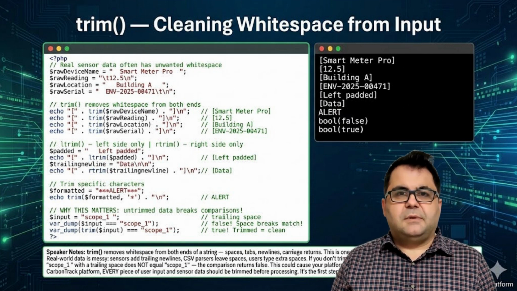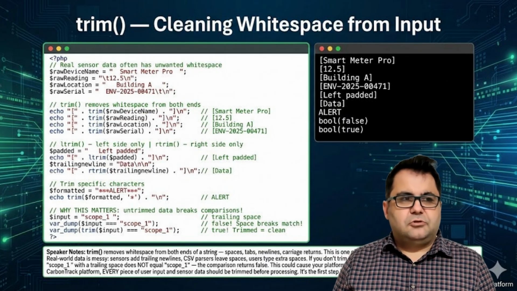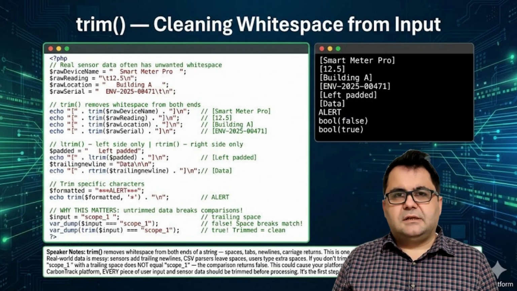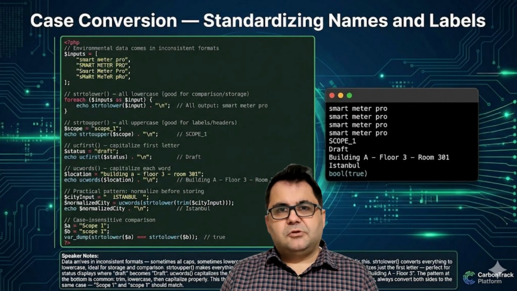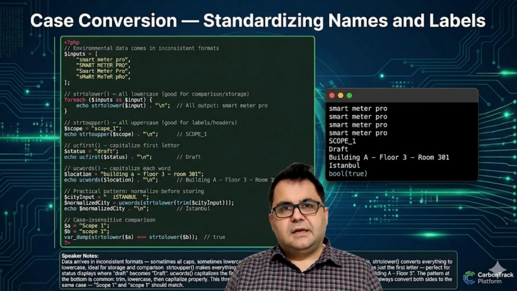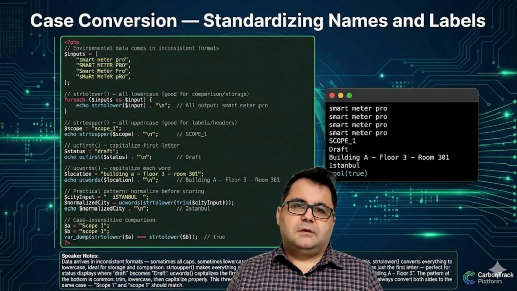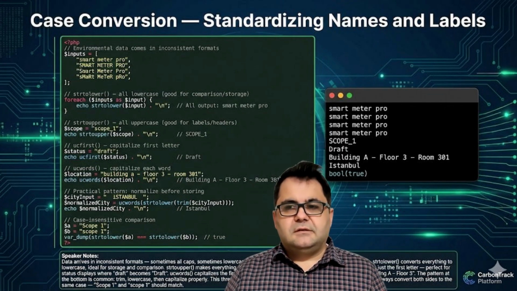In our Carbon Track platform, every piece of user input and sensor data should be trimmed before processing. It's the first step in our clean, validate, convert pipeline. Data arrives in inconsistent formats, sometimes all caps, sometimes lowercase, sometimes mixed. Case conversion functions fix this. strtolower converts everything to lowercase, ideal for storage and comparison.